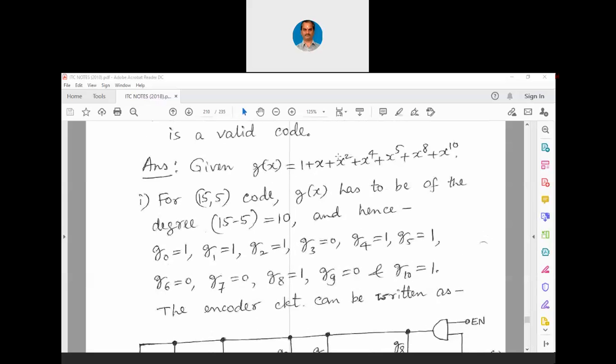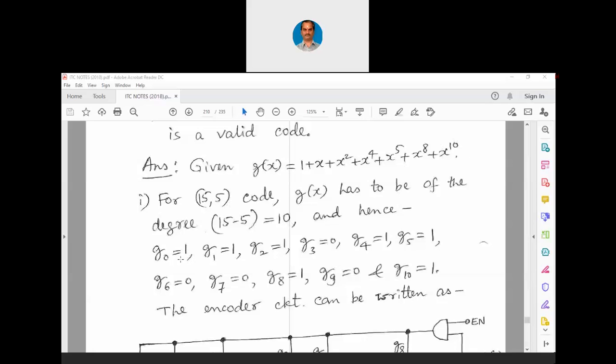Given g(x) is 1 plus x square plus x power 4 plus x power 5 plus x power 8 plus x power 10, for (15,5) code, g(x) has to be of the degree 15 minus 5 equals 10, because n minus k is 10. So now we are seeing already it is up to the degree 10.